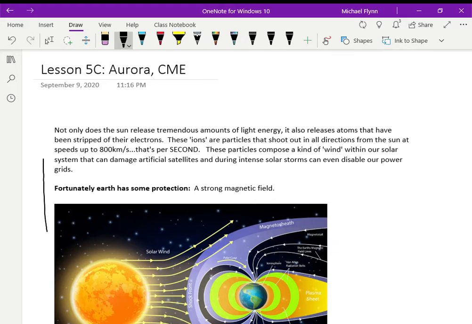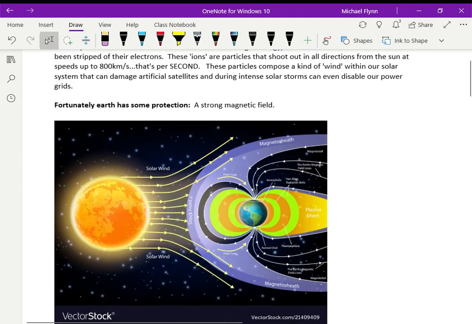Here's the deal. The sun doesn't emit only light, it also emits particles. Some of these particles are traveling at extremely high velocities, and some of them carry charge. We call this the solar wind. Particles can move 800 kilometers, not per hour, per second. That's incredibly fast, but it can get even faster than that, like 1.6 million kilometers per second. When that happens, that's when there's a solar storm, that kind of thing.